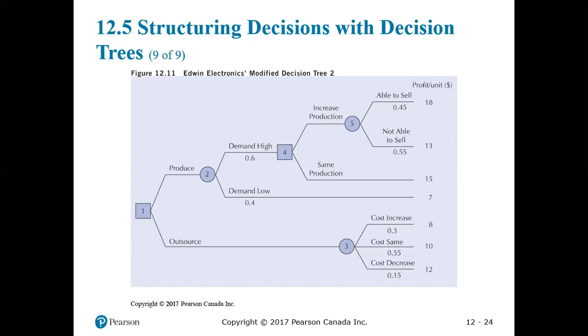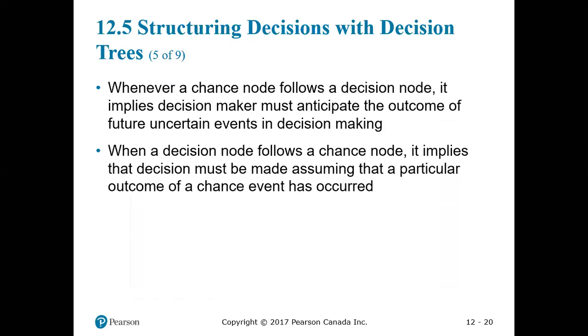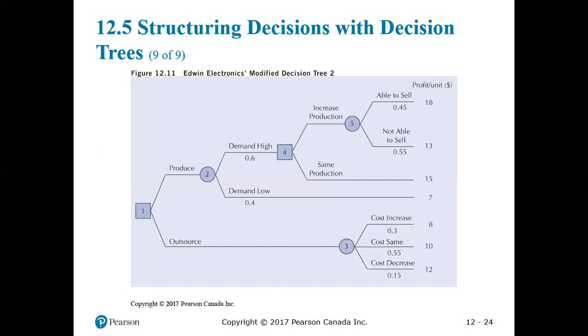So this decision is being made assuming that a chance node was before. If we go back and look here, it says when a decision node follows a chance node, it implies that a decision must be made assuming that a particular outcome of the chance event has occurred. So in this case, it assumes that the particular outcome of that chance event would have been that demand is high. So if demand is high, a decision will be made to increase production or not to increase production.